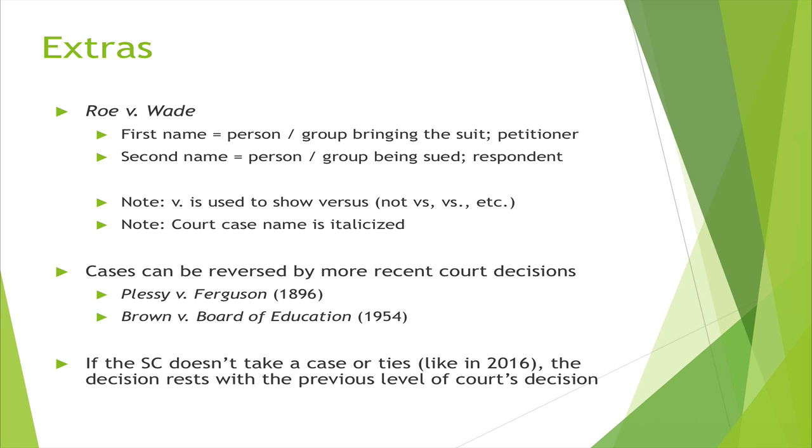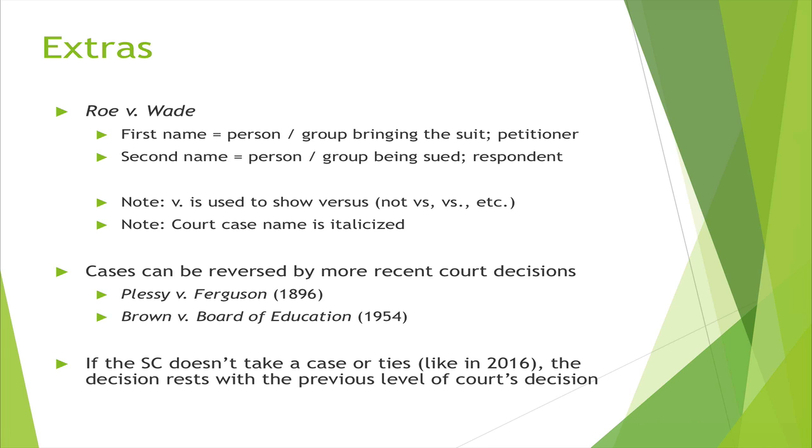When we see court case names, such as Roe v. Wade, the first name we come across is the person or the group who is filing the lawsuit. They are called the petitioner. They are the ones saying, I have a complaint. I think my rights have been violated. I want this case heard. The second name listed is the person or group who is being sued. So they are called the respondent.